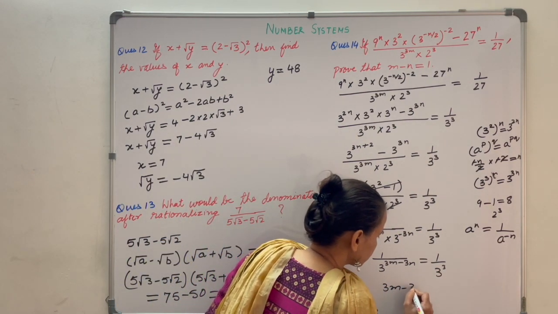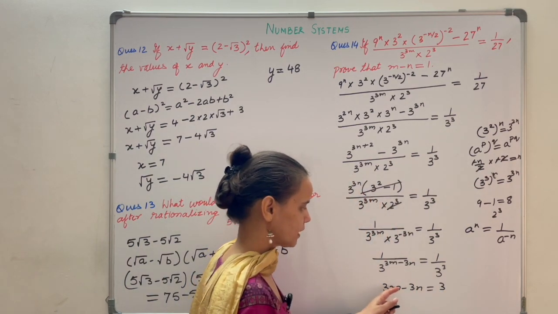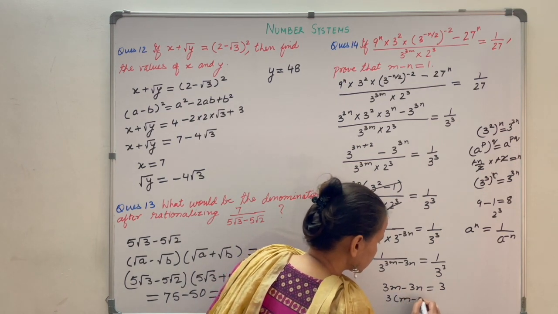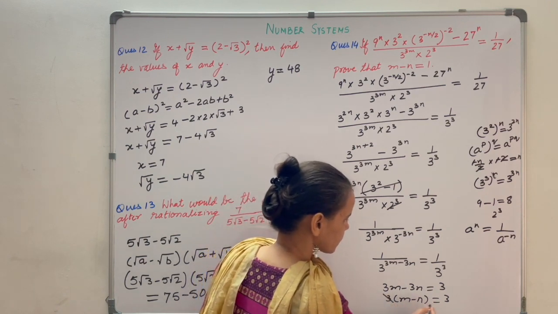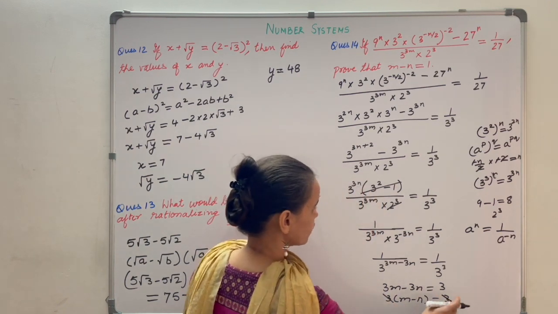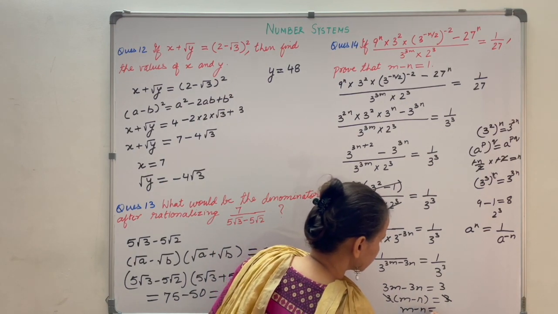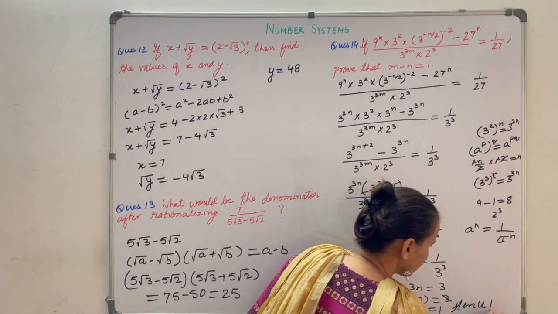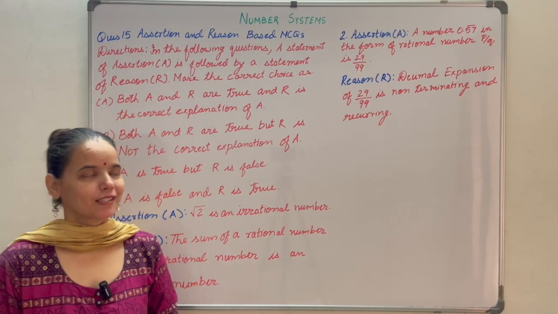So we can write it like this. 3m minus 3n is equal to 3. So you can take 3 common from here. So what will you get? m minus n is equal to 3. So you can cancel this 3 and this 3. So what will you have here? 1. So what will you get? m minus n is equal to 1. So that is what it is required. So hence proved.